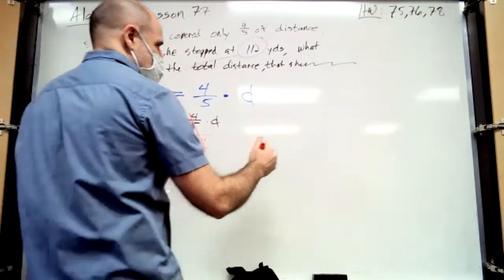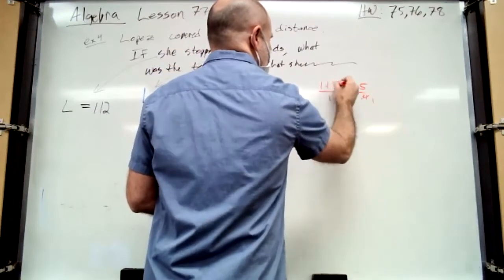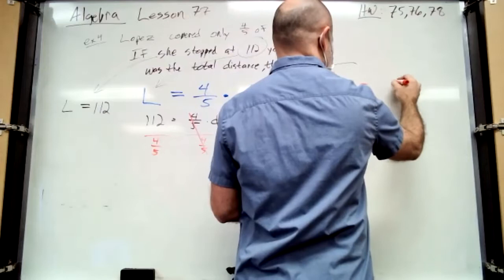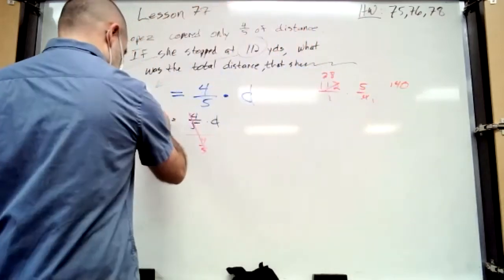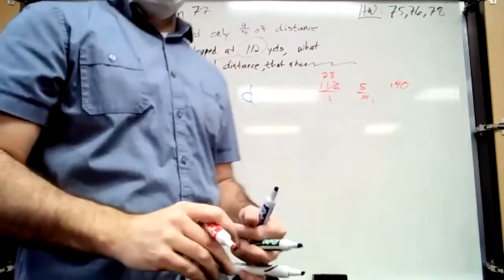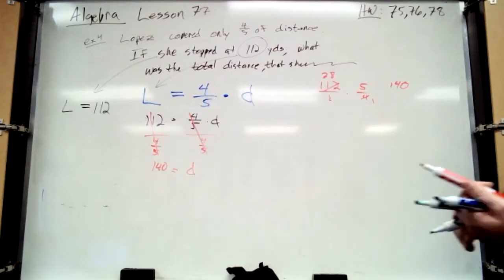Divided by 4/5. So 112 times 5/4, that's 28. 28 times 5 is 140. So you've got D, the total distance that you're looking for is 140. That makes sense because she didn't go the whole distance. She stopped at 112, which was 4/5 of the whole distance. So 112 is 4/5 of 140. That makes sense. Okay, let's try another one.